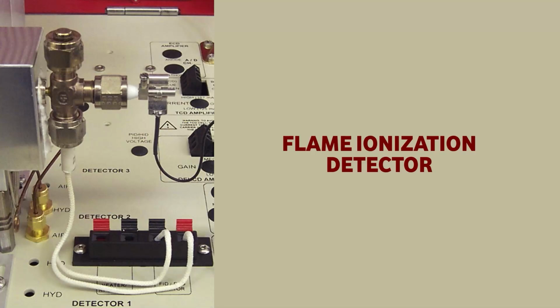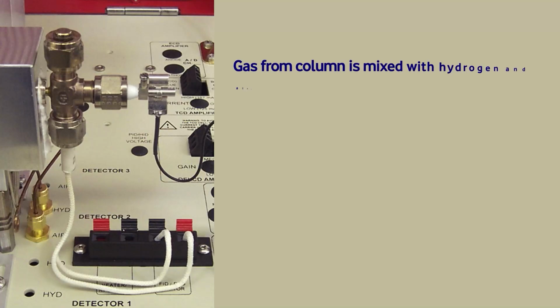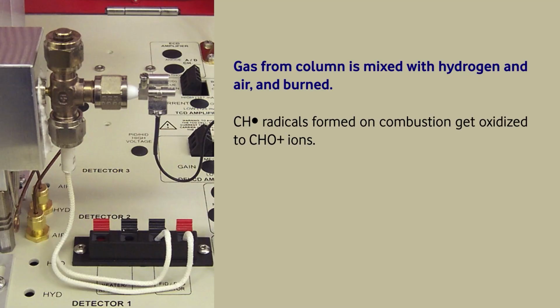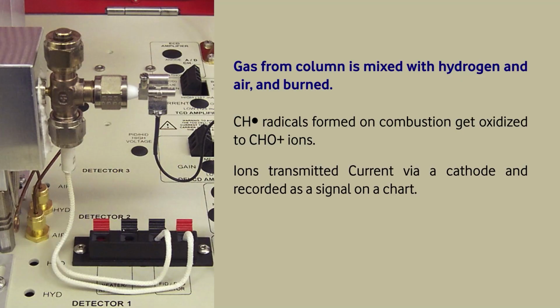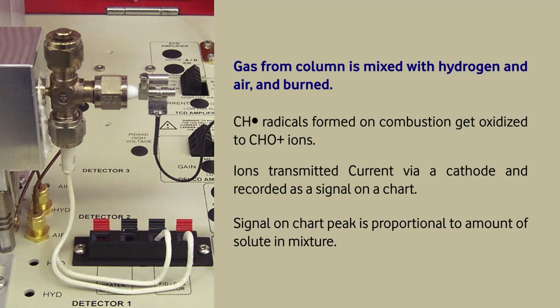The other detector which is very popular is the flame ionization detector. What we do here is, all the gases from the sample, after they come out of the column, we burn them with hydrogen and air. When we burn them, they get oxidized. The CH radicals, on combustion, make ions, and these ions will transmit current. We record the current as the signal at the chart, and we get a chromatogram.